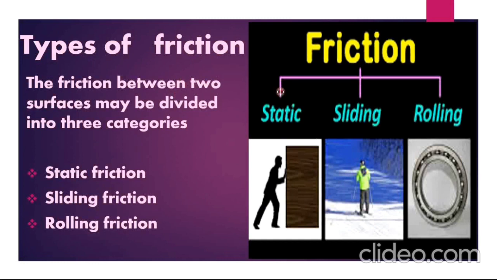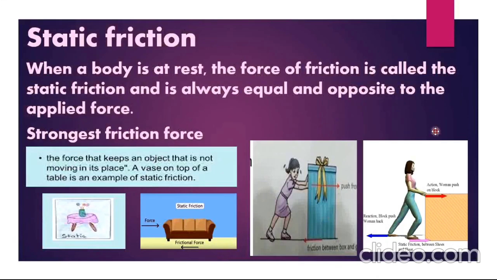There are three types of friction: static friction, sliding friction and rolling friction. Static friction. When a body is in contact with a surface at rest and no external force is applied, the force of friction is zero. When a small force is applied on a body, the force of friction starts acting on the body in the direction opposite to the tendency of motion of the body.